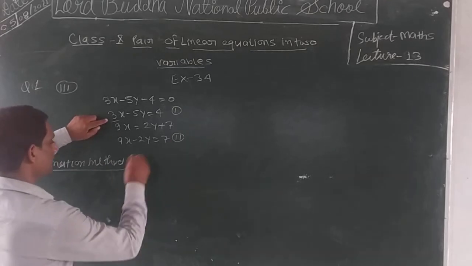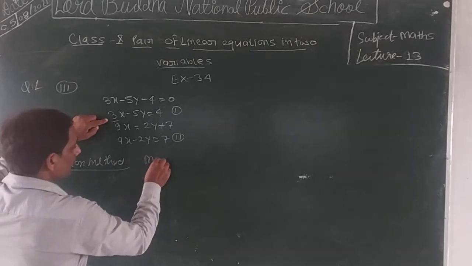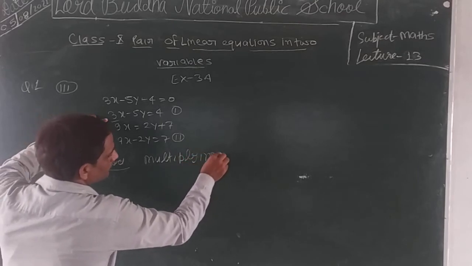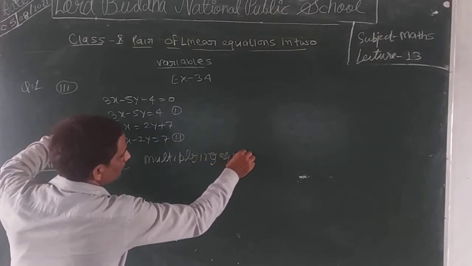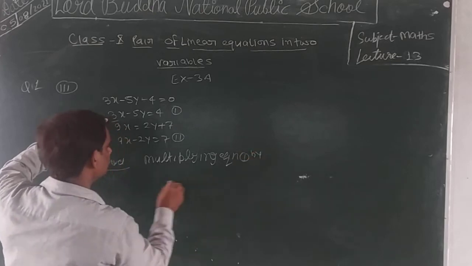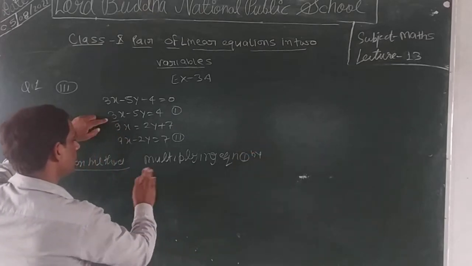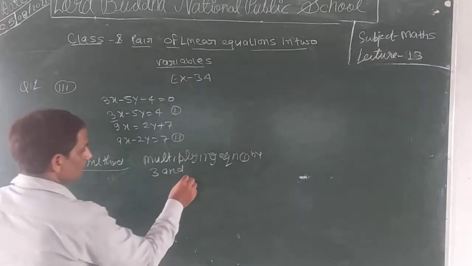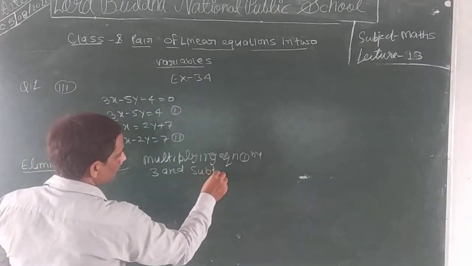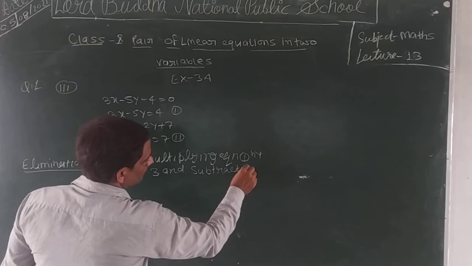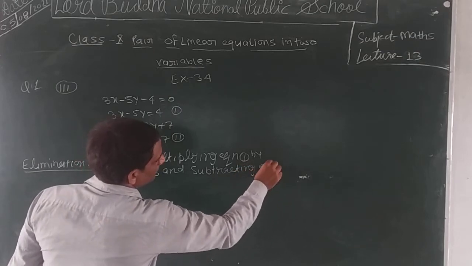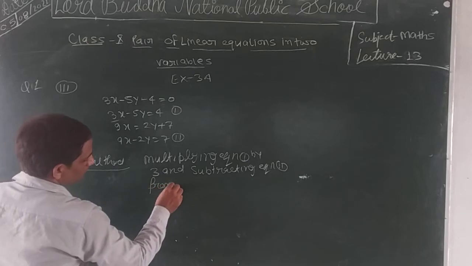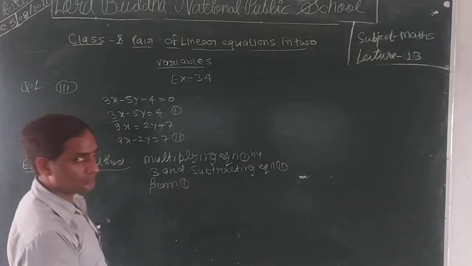Now we write it as: multiplying equation first by 3 and subtracting equation 2 from 1.